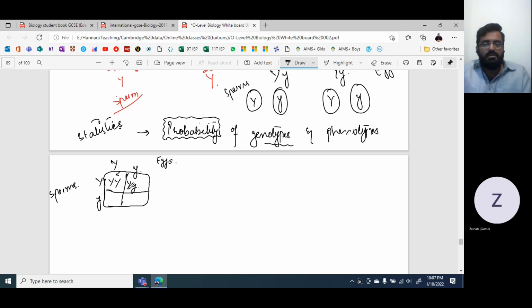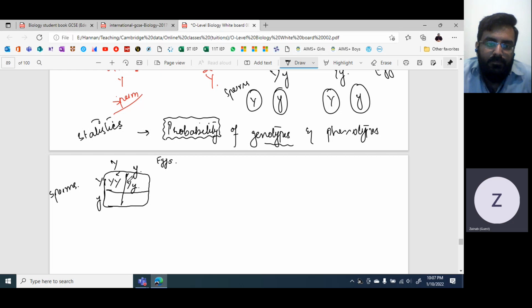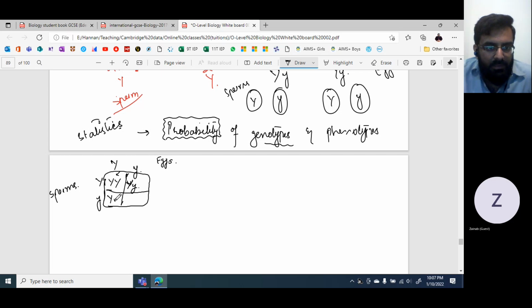So now let's multiply this capital Y to this small y, capital Y, small y. It has a genotype of heterozygous, but what should be the phenotype? It would be yellow because it has a dominant allele in it. Well done. So now coming to the lower one, we are crossing this small y with capital Y. So capital Y, small y, it would have the heterozygous dominant genotype and yellow phenotype, same as this one.